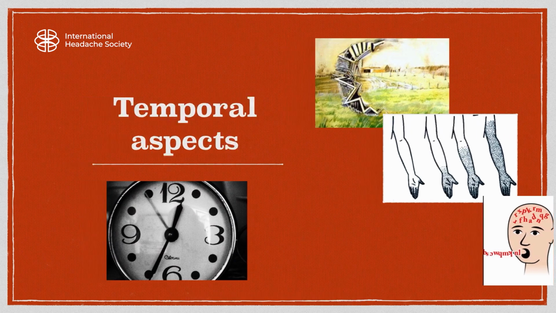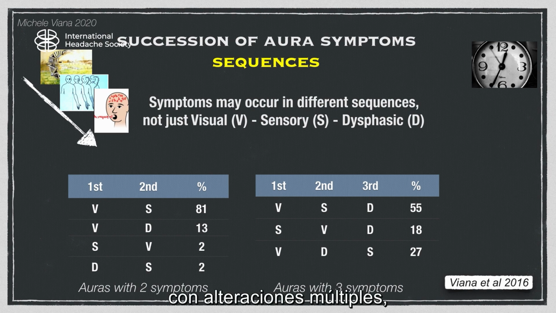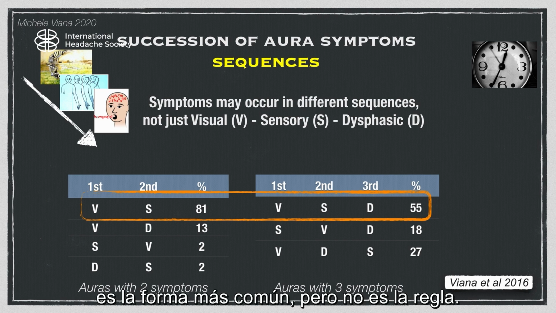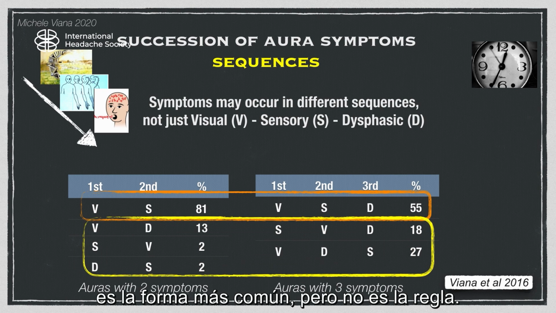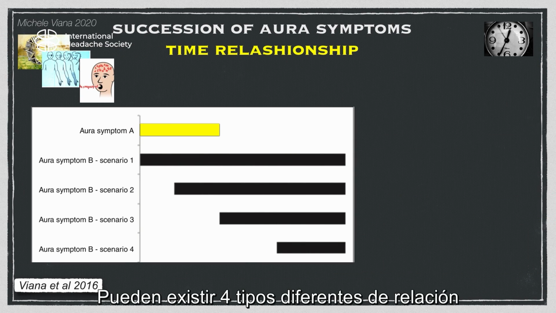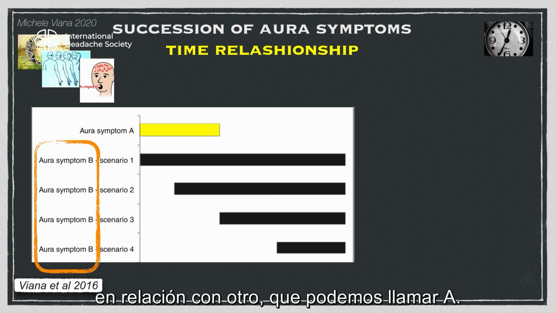Temporal aspects. With regard to the sequence of symptoms in auras with multiple disturbances, please note that visual, sensory, and dysphasic is the most common sequence, but is not the rule. There can be other sequences. There can exist 4 different scenarios of time relationship between an aura symptom that we can call B in relationship to another one that we can call A.